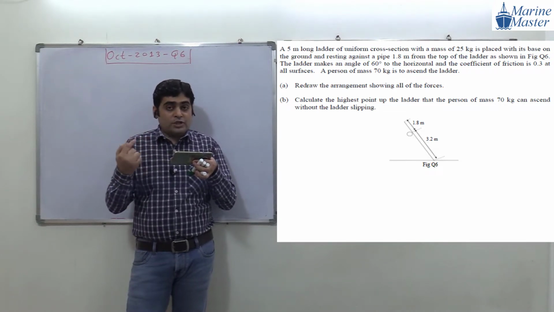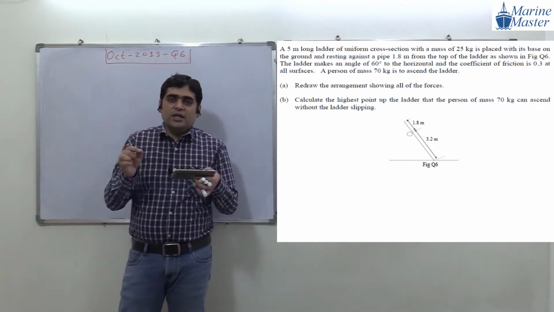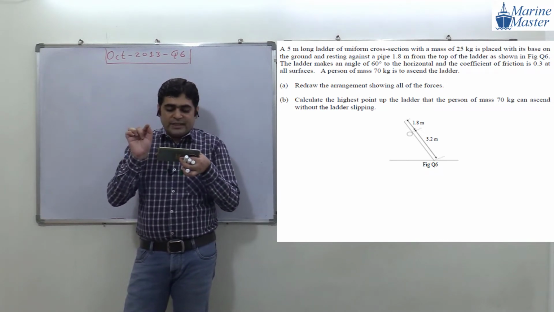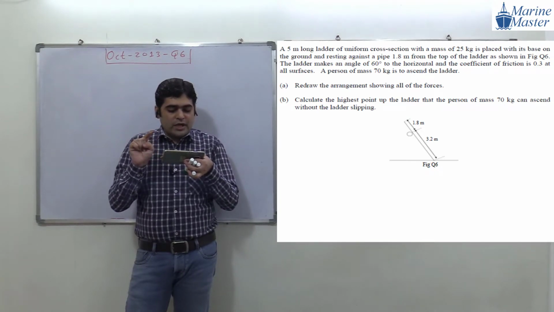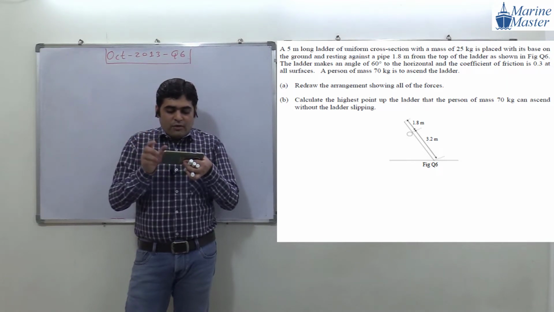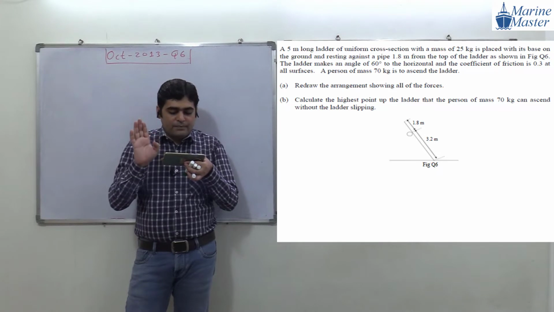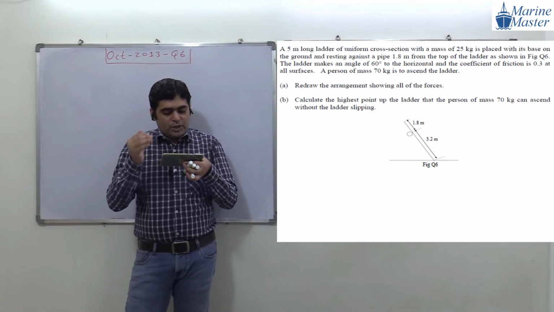So here the mass is 25 kg. Then the weight of the ladder is 25 g, where g stands for acceleration due to gravity. It is placed with its base on the ground and resting against a pipe 1.8 meter from the top of the ladder, as shown in figure question 6.